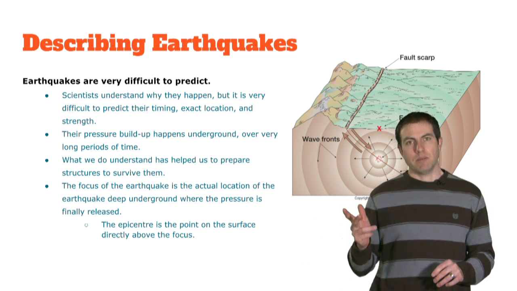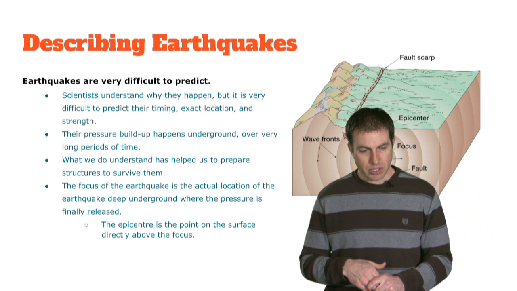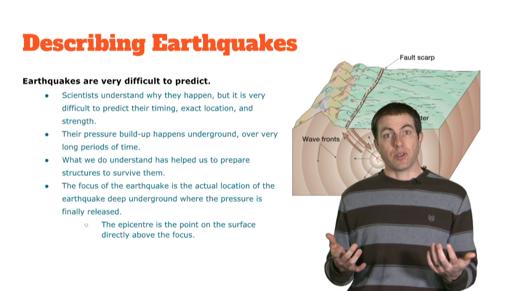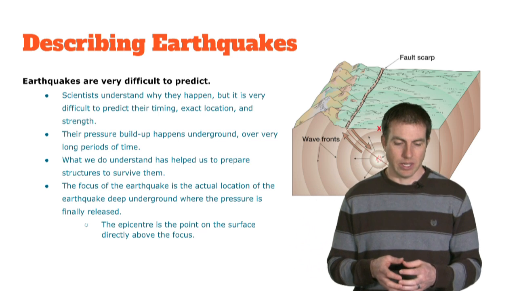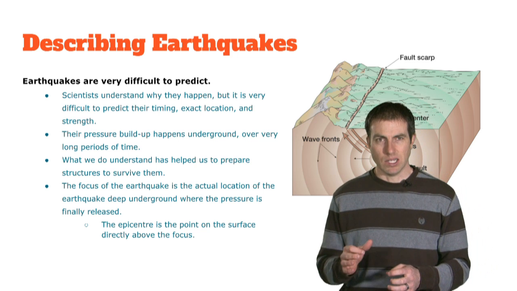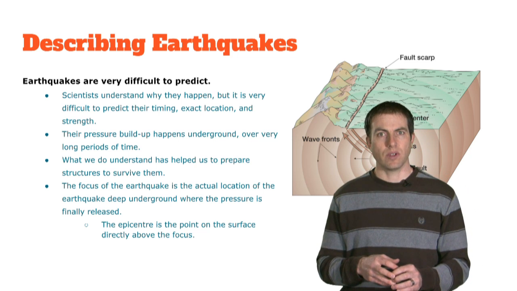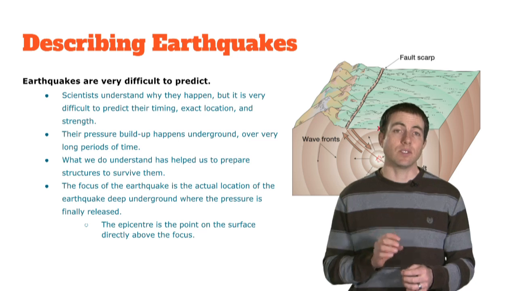So Madison alluded to it a little bit earlier. We're due for an earthquake in the Vancouver area. We haven't had a big one for a long time, and we haven't had a lot of little ones. So earthquakes are very difficult to predict.